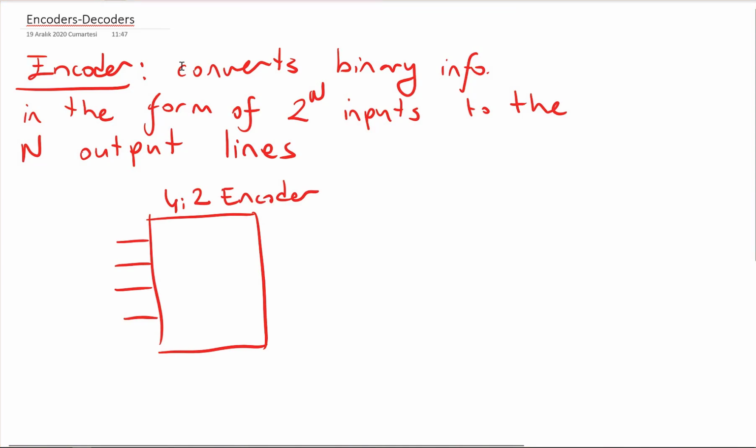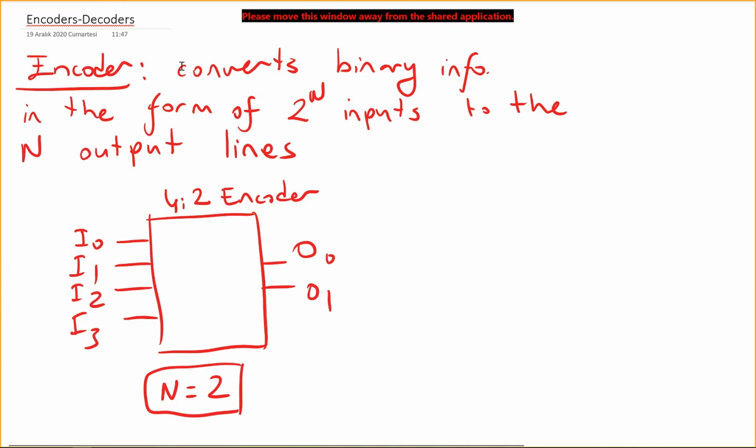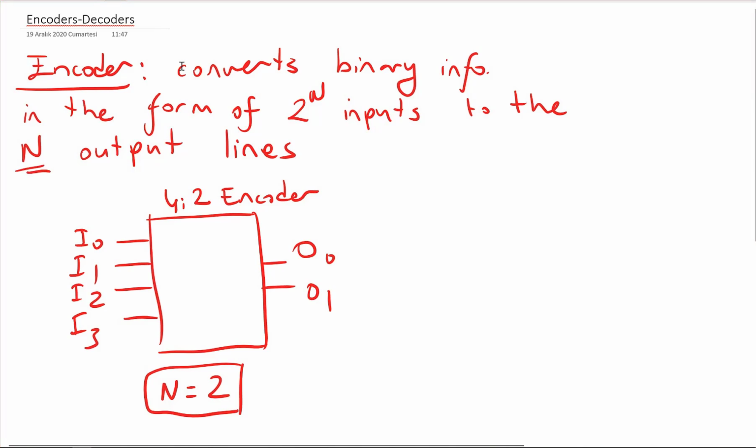We have 4 inputs, I0, I1, I2 and I3, and 2 outputs, O0 and O1. As you see, n is 2 in this case. We have 2 to the n, which is 2 to the 2, so 4 inputs, and then we are converting it to the n output lines, right?